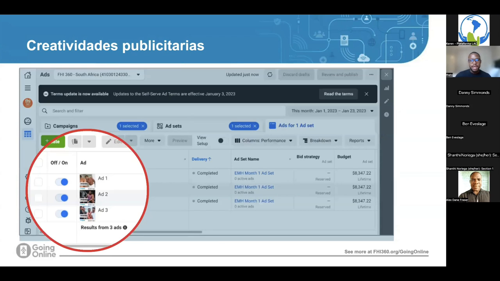And then the ad section is where we would actually upload the type of content that we need to run, where we would write the copy that will be shown to our audience when they see the ads, and all the other details pertaining to each of the ad sets that we've created. Next slide, please.